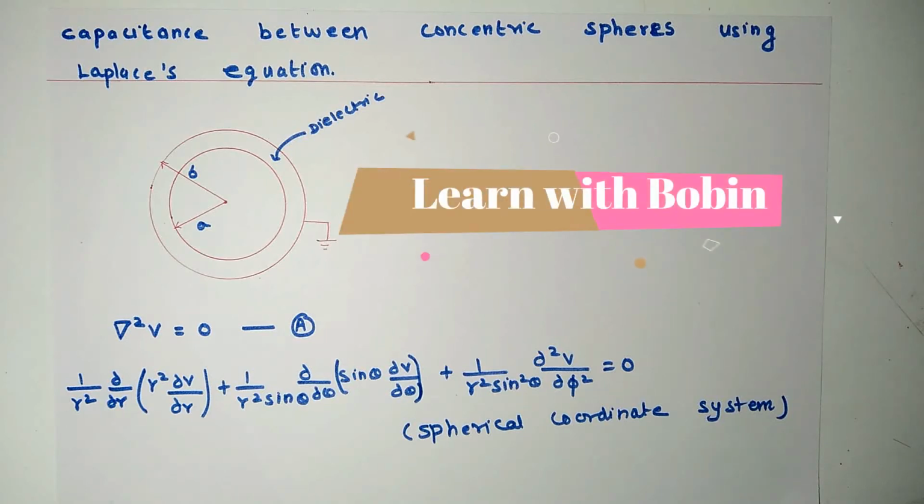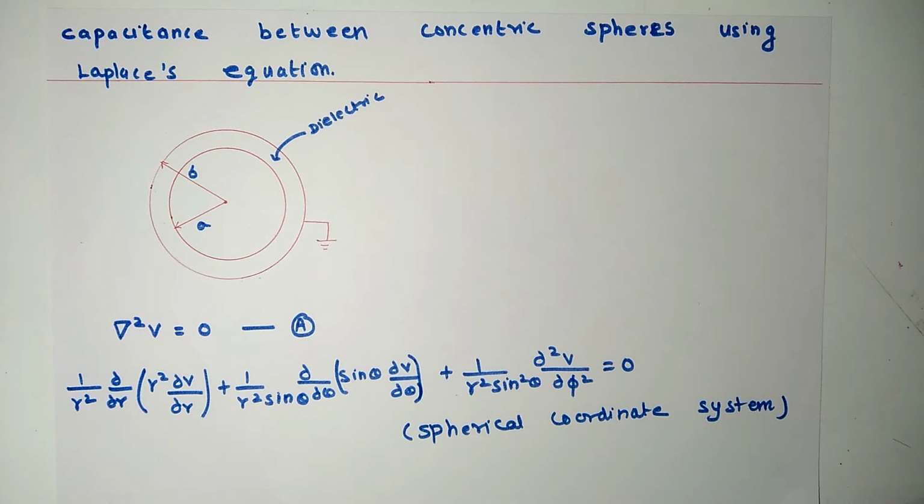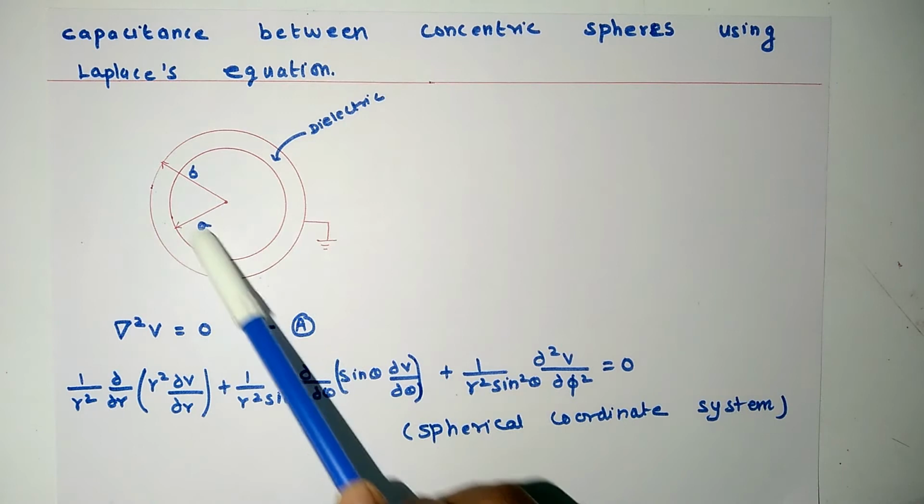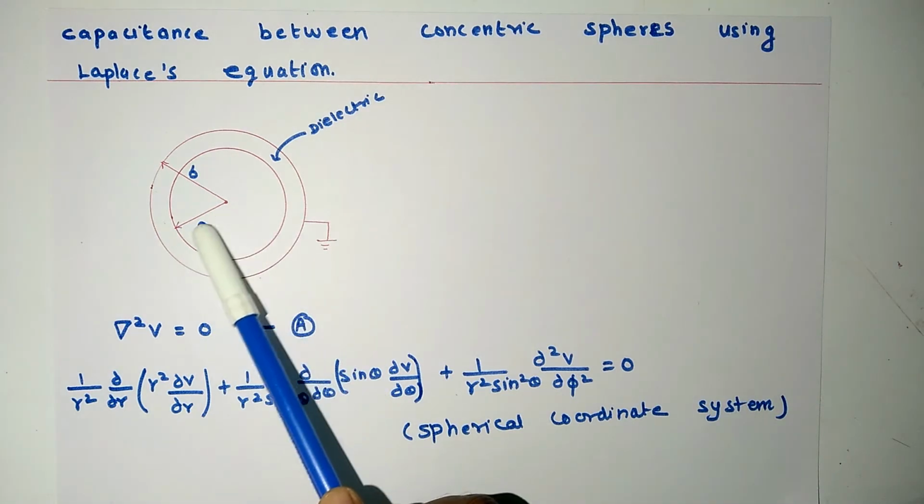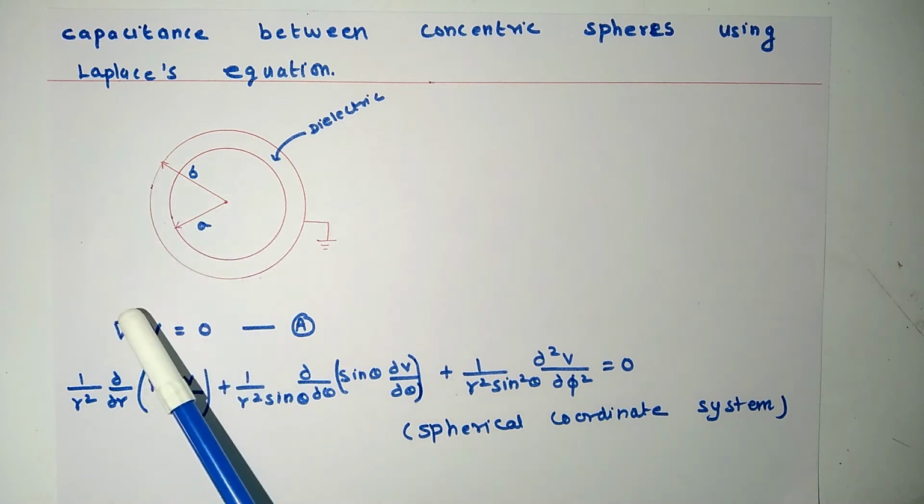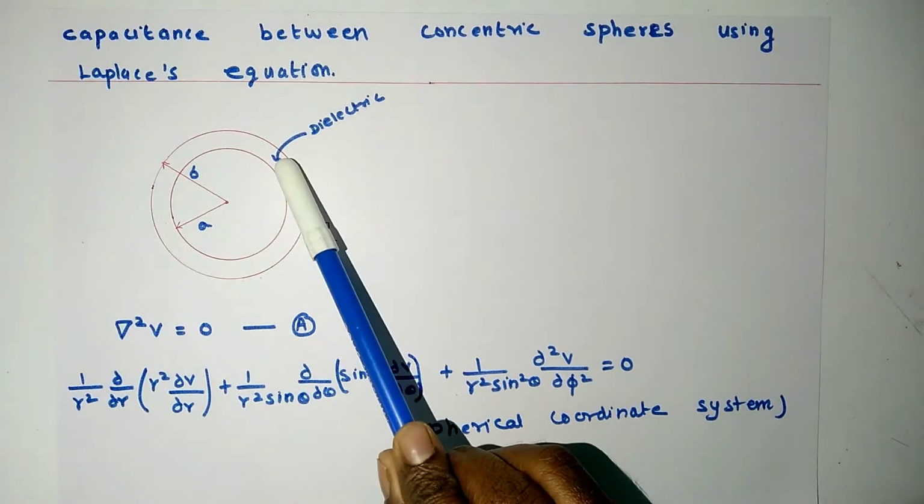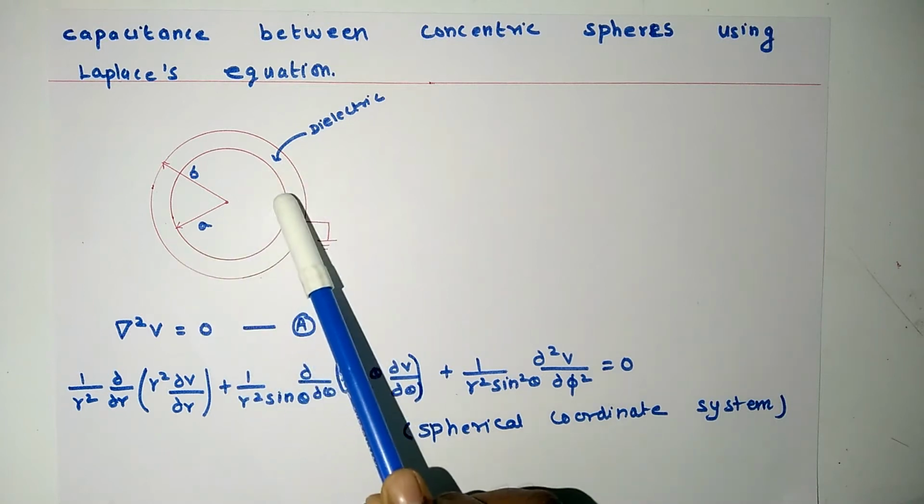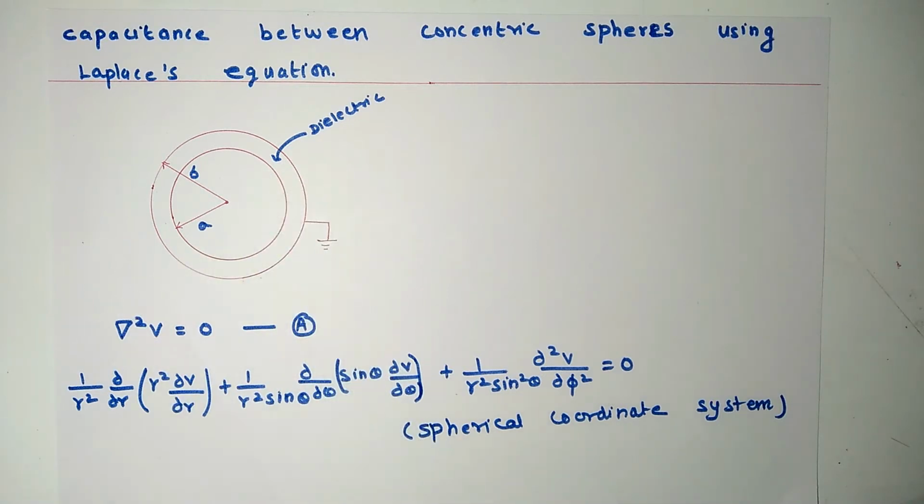Dear learners, in this lecture video, we will learn how to derive an expression for capacitance between concentric spheres using Laplace equation. Let us consider we have two concentric spheres like this. The radius of the inner sphere is a, the radius of the outer sphere is b, and a dielectric material is filled between a and b so that this behaves like a capacitor.